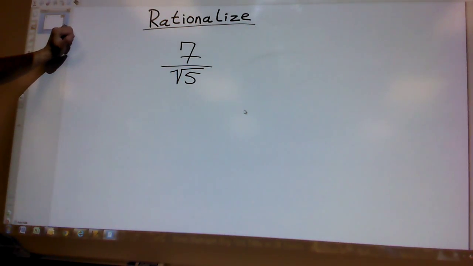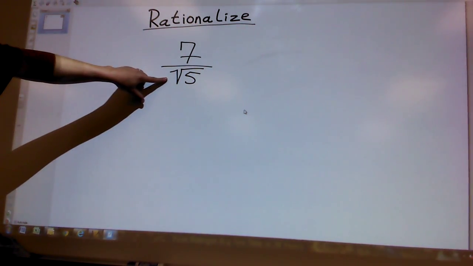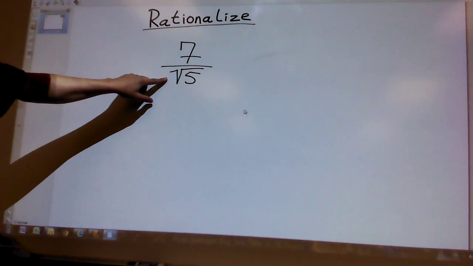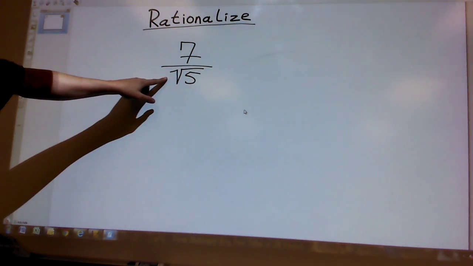Hello, I'm going to do a short video on how to rationalize fractions. There are basically two types that we go over in pre-calculus. One is when we have one term on the bottom, like a square root of 5. If I have a square root of 5 in the denominator, I need to get it out of there.